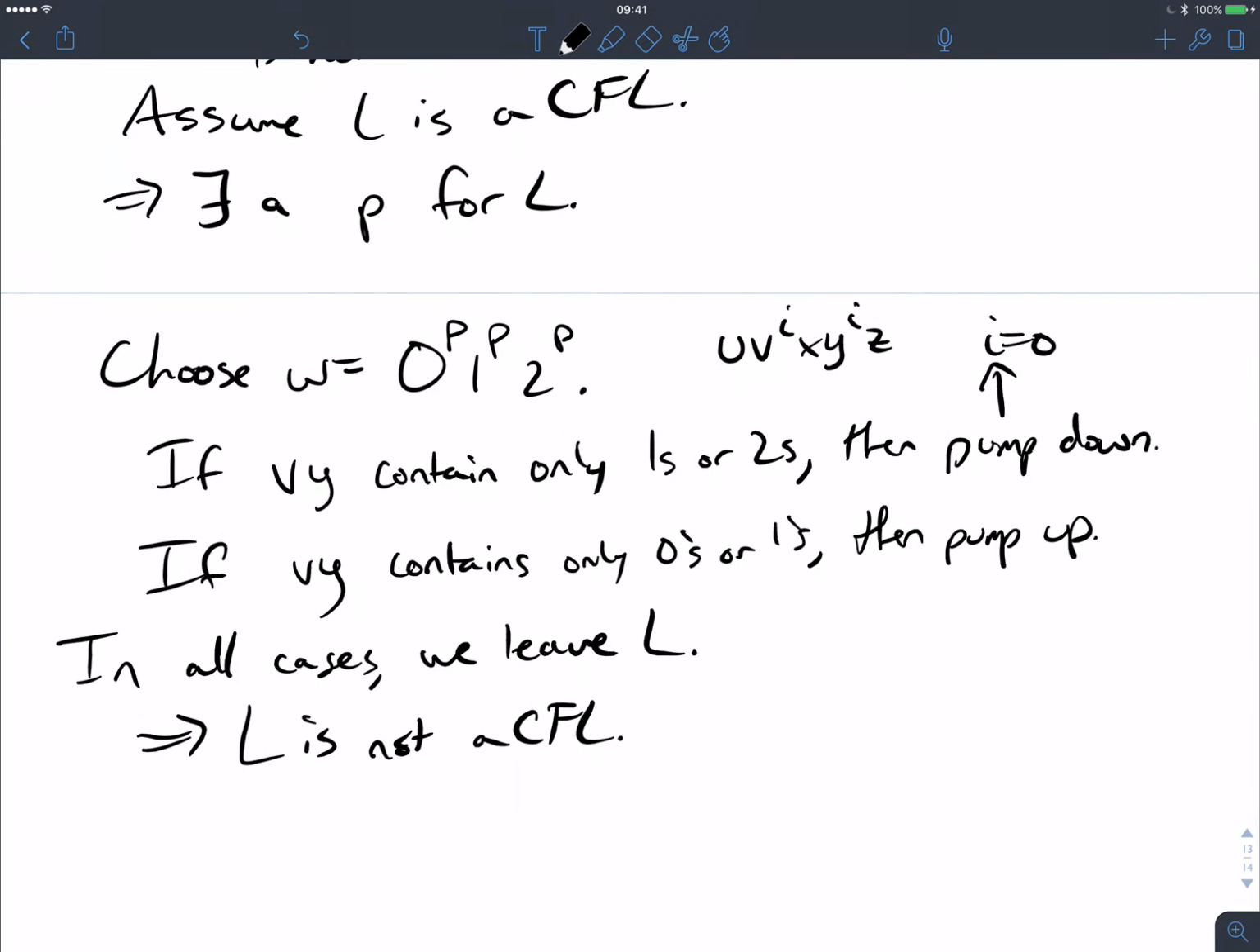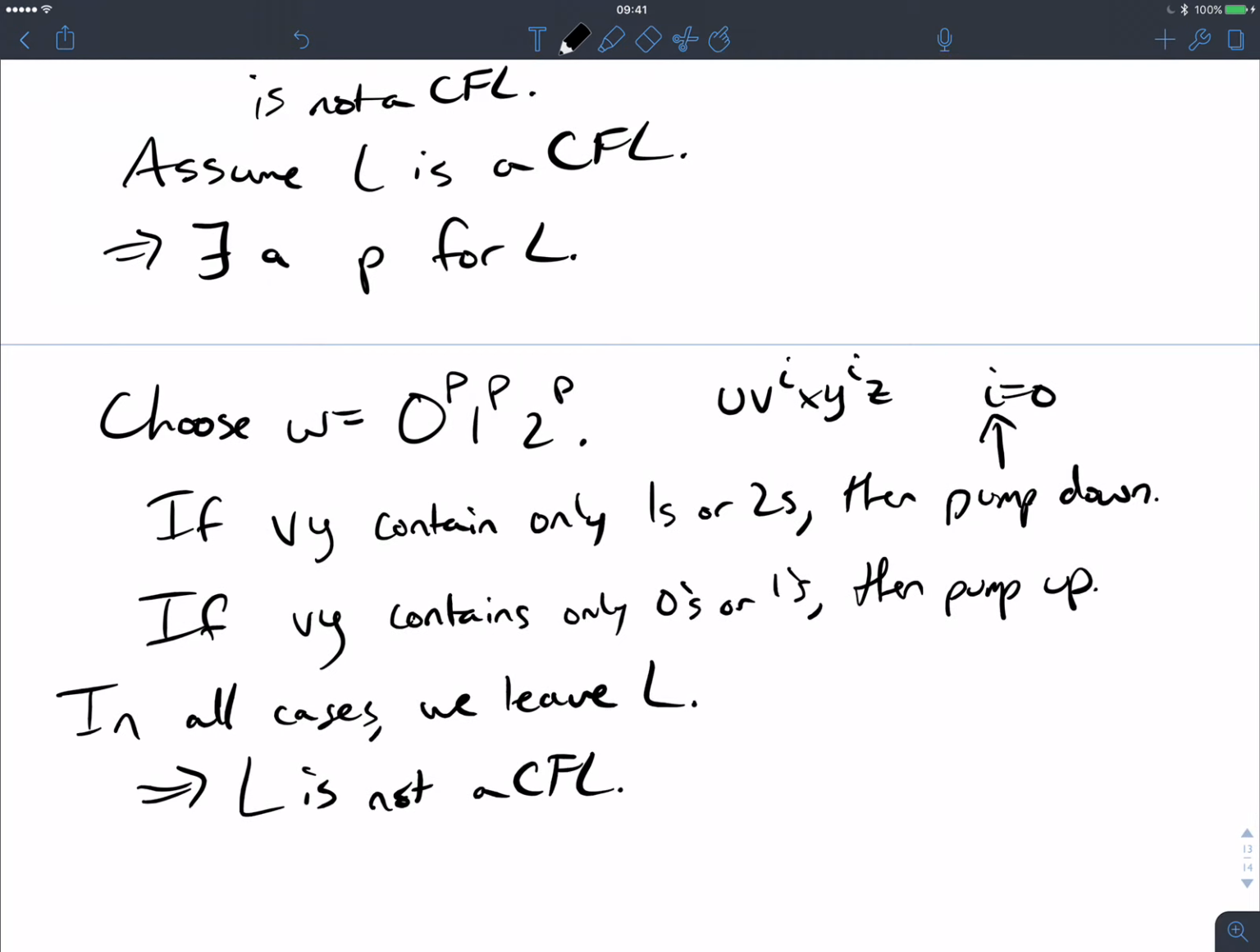I just said that. It just means pump down, remove a copy of v and y. So just take them out of the string. Pump up means put an extra copy of them in. It just means zero copies of v and y in the string. It just means looking at uxz. It's the same thing as the pumping lemma for regular languages, but now we have two copies of things to pump instead of one.